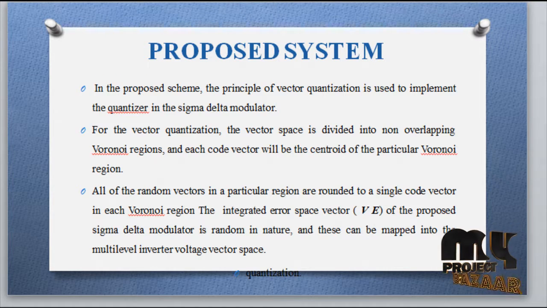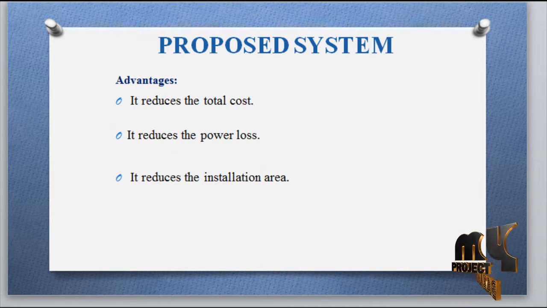Proposed system: the proposed system uses the principle of vector quantization to implement the quantizer of the sigma delta modulator. Non-overlapping of each code is a vector centralized in a particular region. So the random vector in a particular region is rounded to a single code vector. This integrated error space is the proposed sigma delta modulator in random nature. It's a map of the multi-level inverter voltage vector space. Proposed system advantage: it reduces total cost, reduces power loss and reduces installation area.